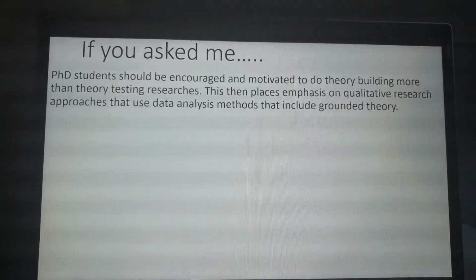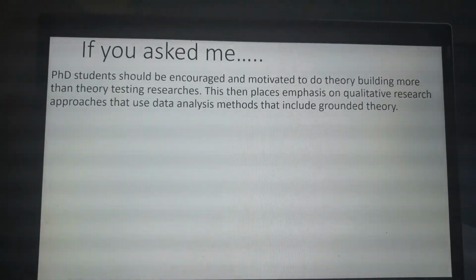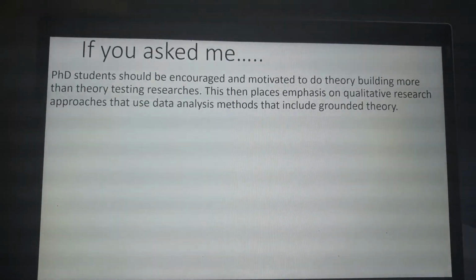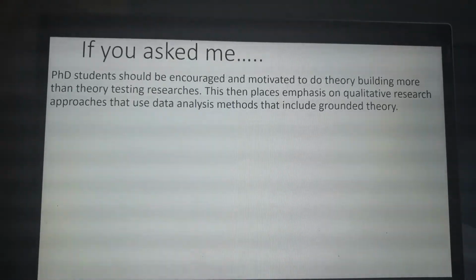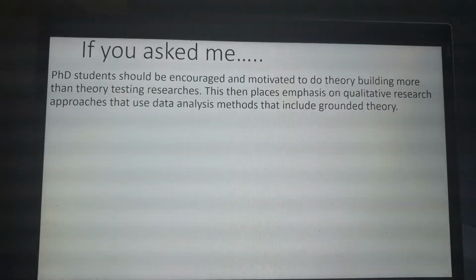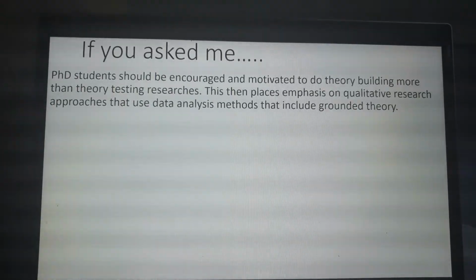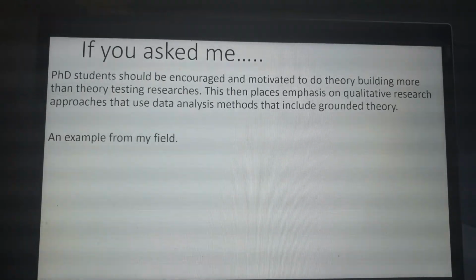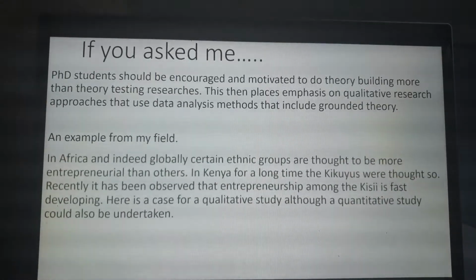This then places emphasis on qualitative research approaches that use data analysis methods that include grounded theory, content analysis, and so forth and so on. This is lacking in many universities, including my own, where data analysis methods are all quantitative, all theory, hypothesis testing, and all that. Let me give an example from my field.